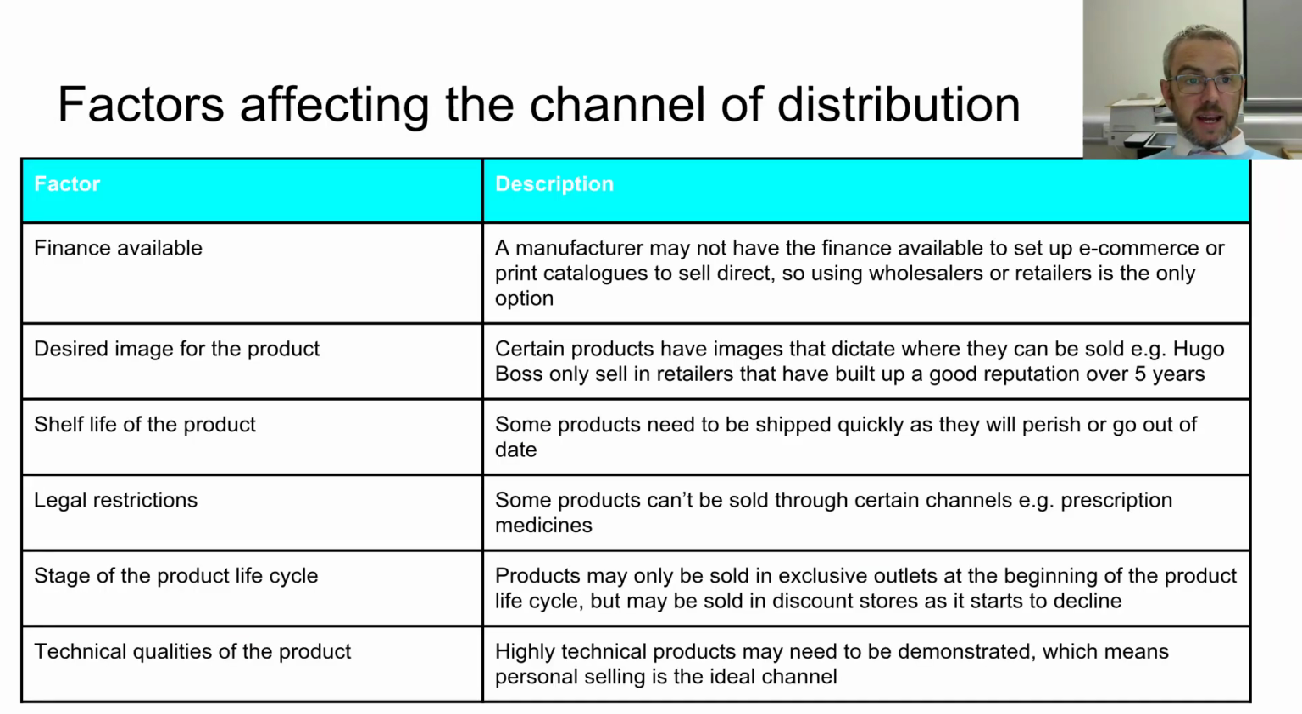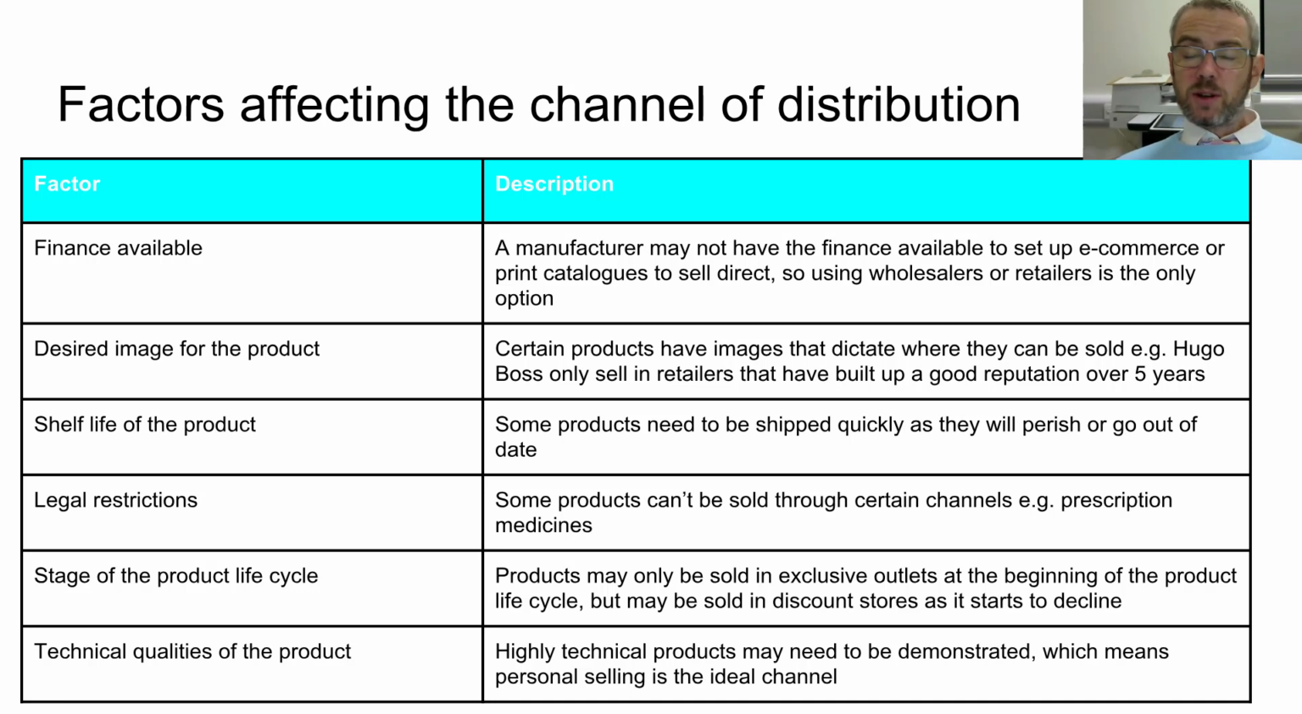So again, a wordy slide. Factors affecting the channels of distribution. So as always, the first thing I always say to you is, what is the main factor for anything in the whole of business management? Do you have the finance? A manufacturer may not have the finance to set up e-commerce, anything along those sorts of lines. So they have to deal with the wholesaler, the retailer, and go down that way. So they may not be able to print their catalogues or sell direct. So they go down that more traditional method. It's becoming less and less prevalent that they won't have a website, but again, that can happen.